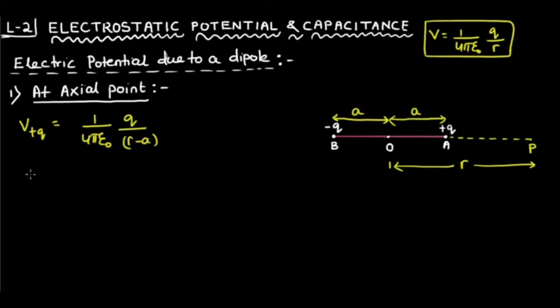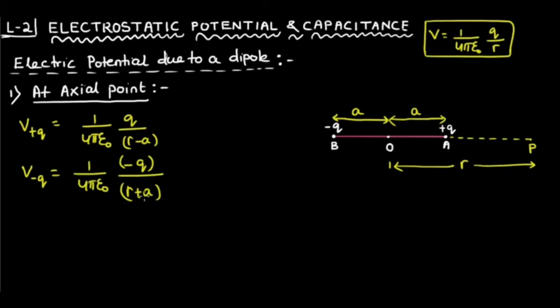Similarly, the electric potential at the point P due to the negative charge will be how much? V minus Q is equal to 1 by 4 pi epsilon naught minus Q divided by the distance, which will be R plus A. So students, remember that when you are writing the expression for electric field or when you are finding the force between two point charges, we are not writing the sign of the charge because electric field and the force are vector quantities.